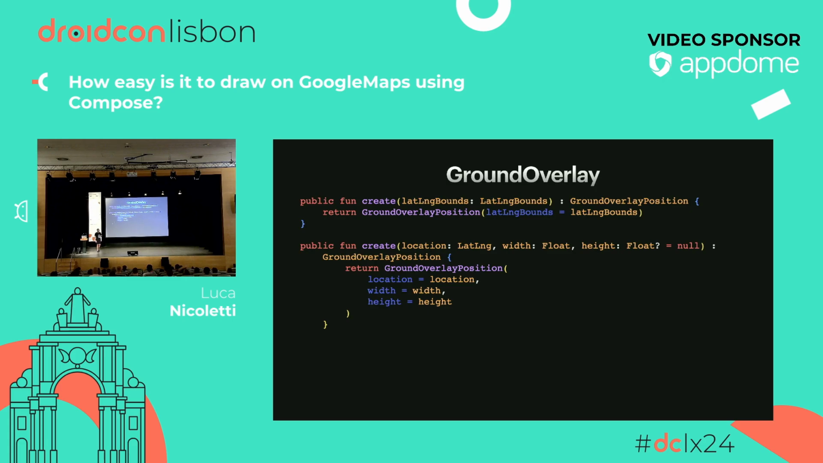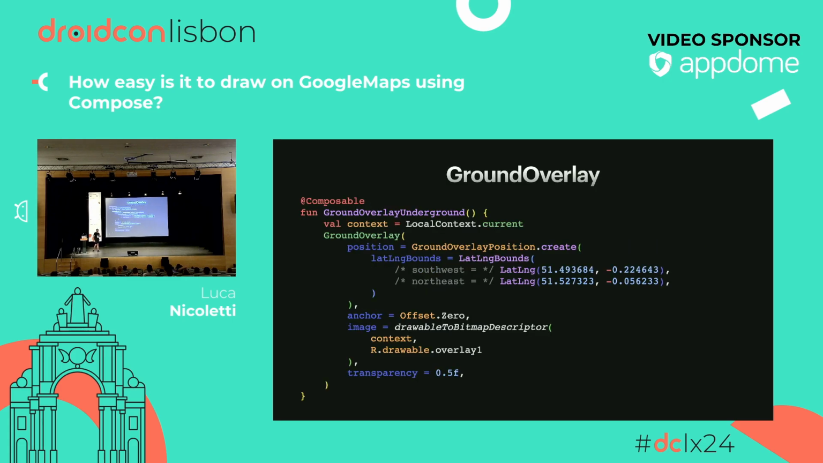If you create it by providing the latitude and longitude bounds, you need to specify the southwest and northeast points in order to create the rectangle. One key point is the anchor, which is where the pixel 0,0 of the image that you provide is drawn inside of this rectangle, usually 0. You can specify the transparency on the ground overlay, so if you don't want to completely cover the map but have something half transparent, you can do so.